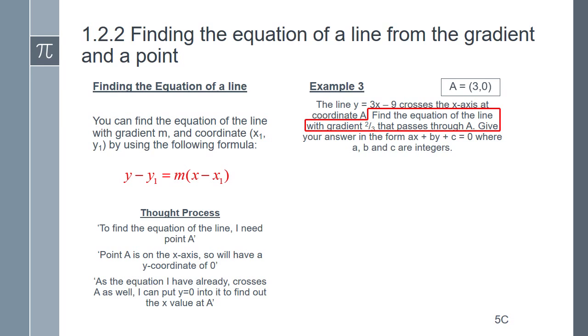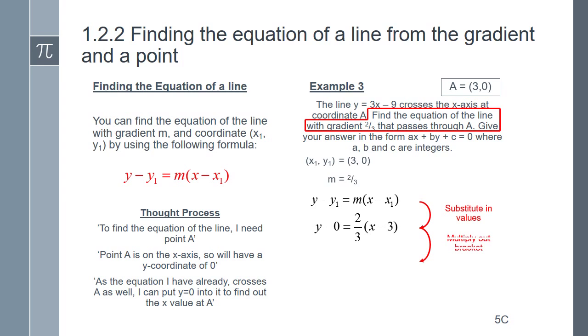Find the equation of the line with the gradient 2/3 that passes through A. So (x1, y1) we now know is (3, 0). The gradient we're looking for is 2/3. We can write our equation down: y minus y1 is m(x minus x1). And now we're in the home run, we can just substitute the values, expand the brackets.